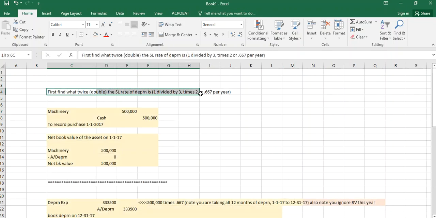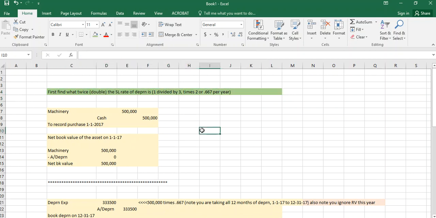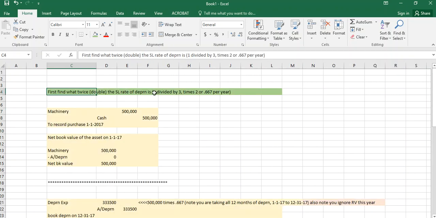One of the things you do first, before you do anything else on this type of problem, is get the double declining rate. And the double declining rate is always the number 1 over the usable life. You'll notice the usable life is 3. That's its useful life. Take 1 over the usable life and multiply it by 2. The multiply by 2 part is the double part of double declining balance.